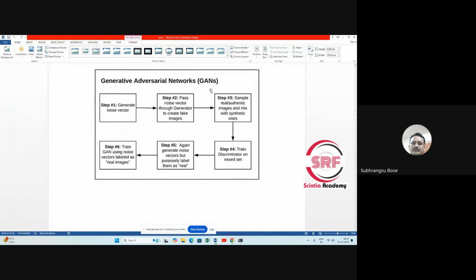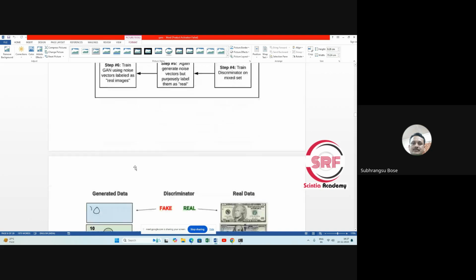For generative adversarial networks, step one: a noise vector creates a fake image, and authentic images are mixed with synthetic ones. Train the discriminator on the mixed set. Then again generate noise vectors, but label them real, and train the GAN using the noise vectors labeled as real images.